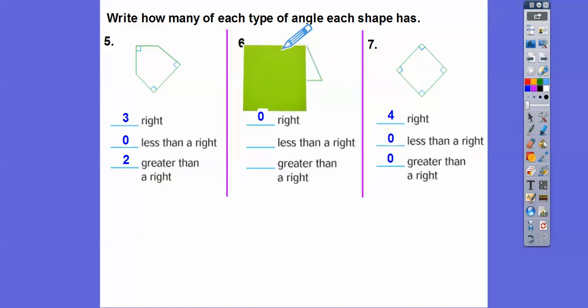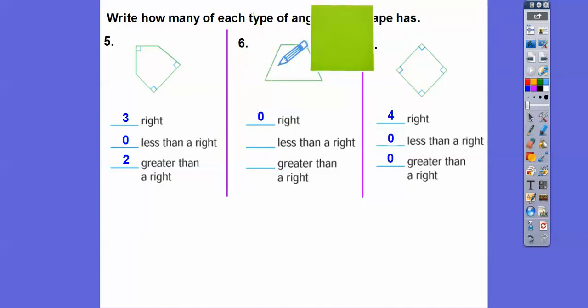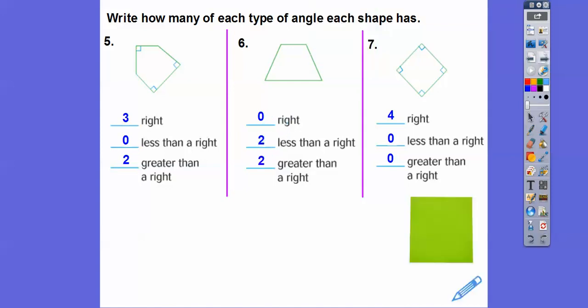So there's another one that's opened up more than a right angle. And then these guys on the bottom, they're opened up less. So for this one we're going to put, there's 2 that are greater than a right angle and 2 that are less than a right angle right there. Okay, hope that makes sense, you guys.